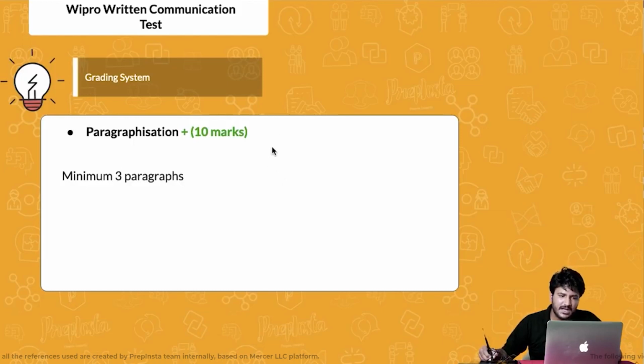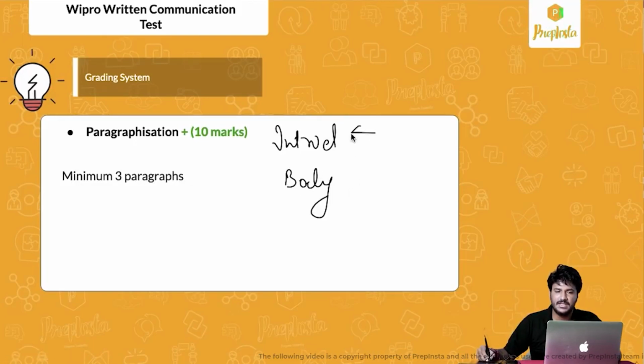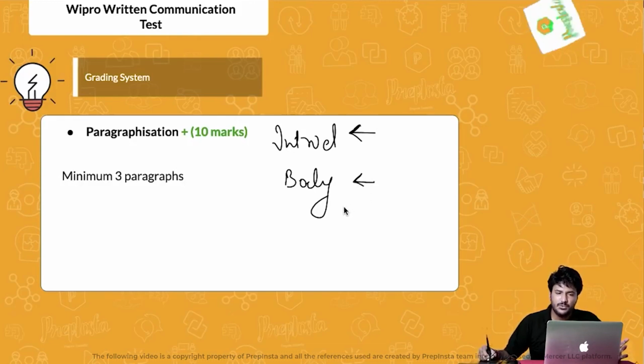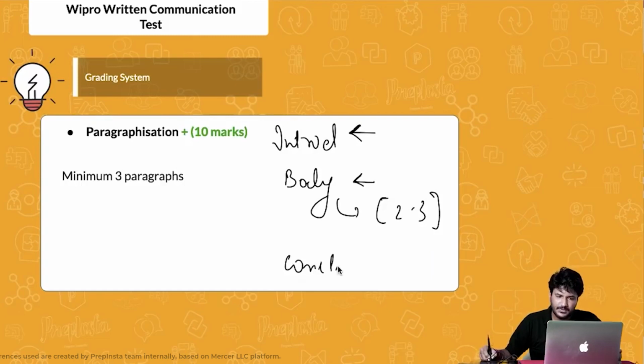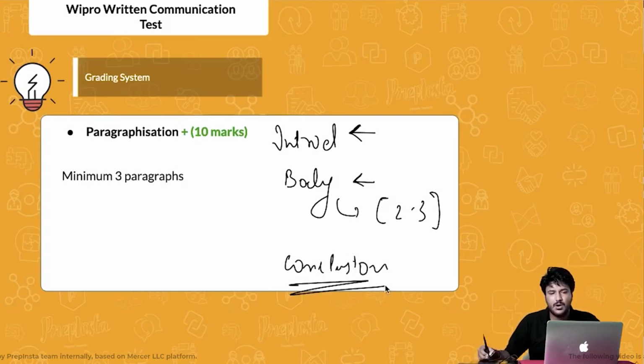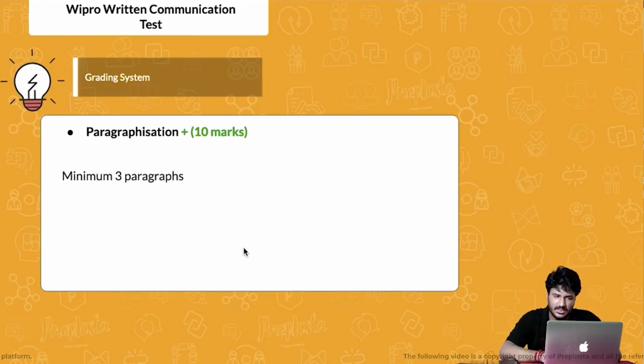So the first one should have the introduction, right? Then the next one would have the body, wherein you are discussing about it. You are firstly introducing the topic, and then in the next paragraph you are discussing about it. Maybe you give 2-3 points regarding the body itself. You break down the body into 2-3 small paragraphs, and then finally one would be the conclusion, right? So I will also cover more about the different introduction, body, conclusion later in the video itself. So the paragraphization is 10 marks.